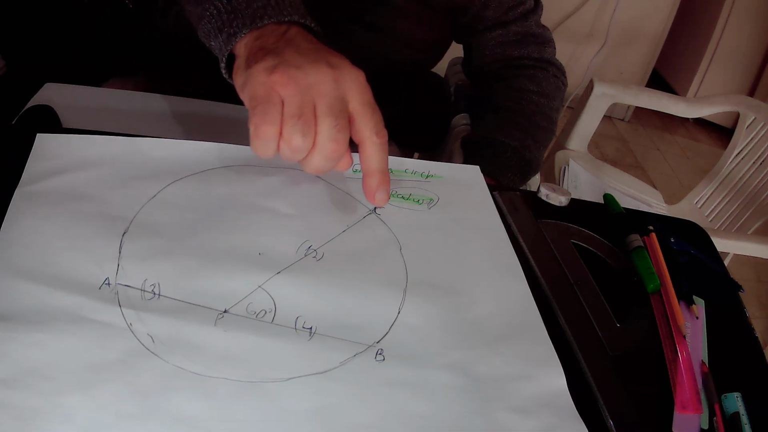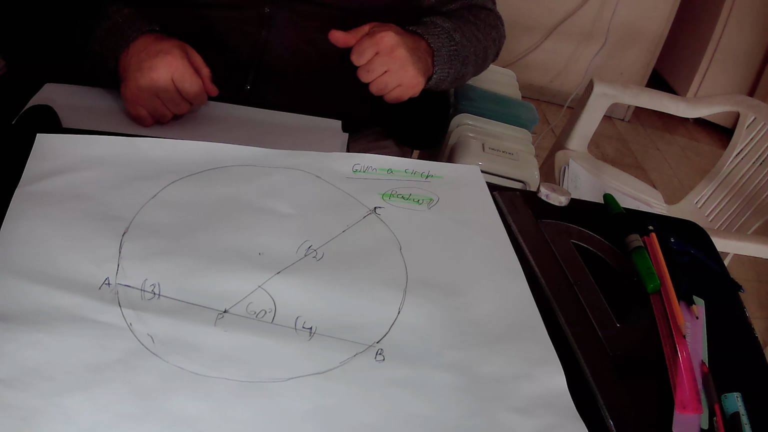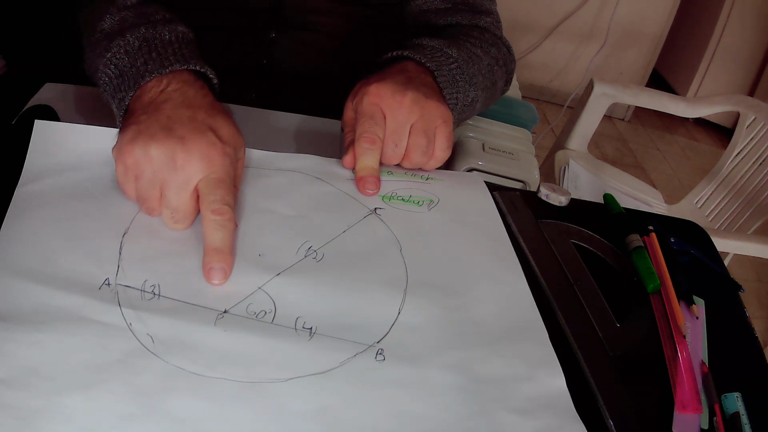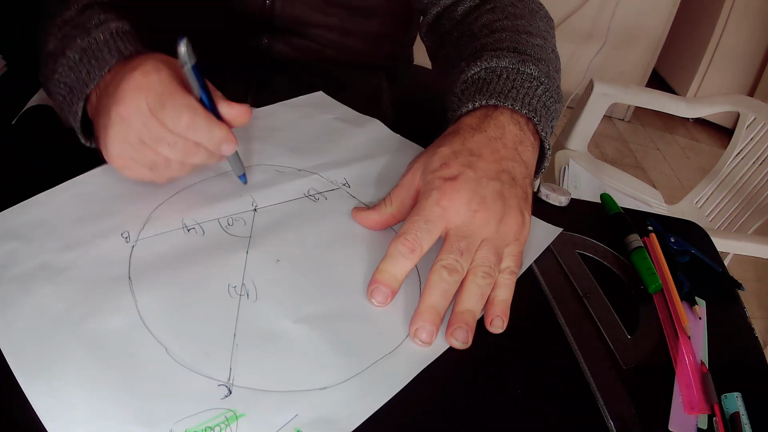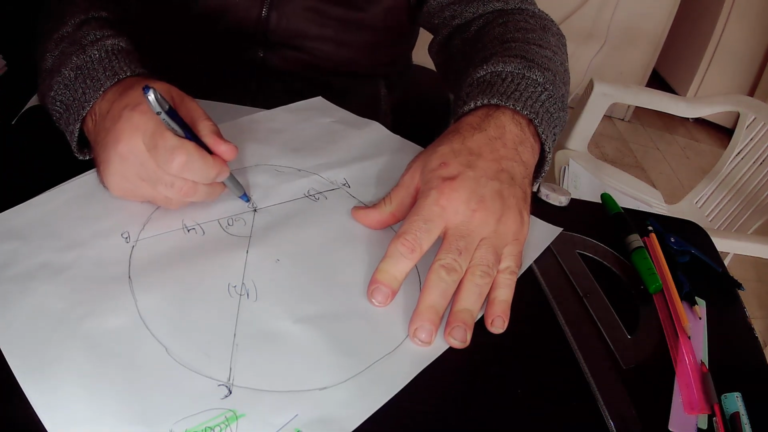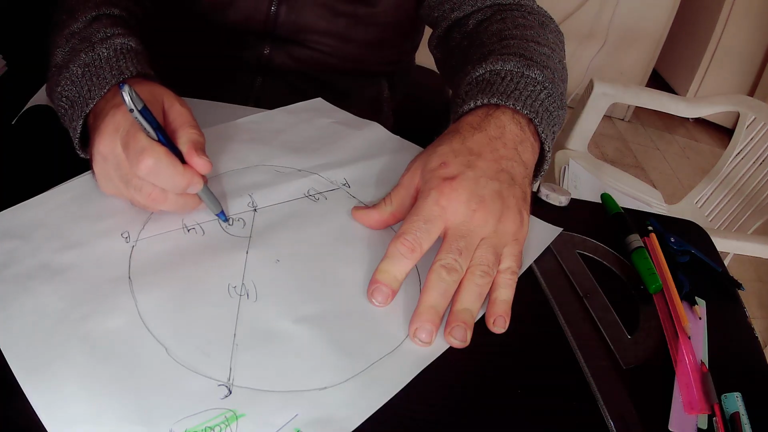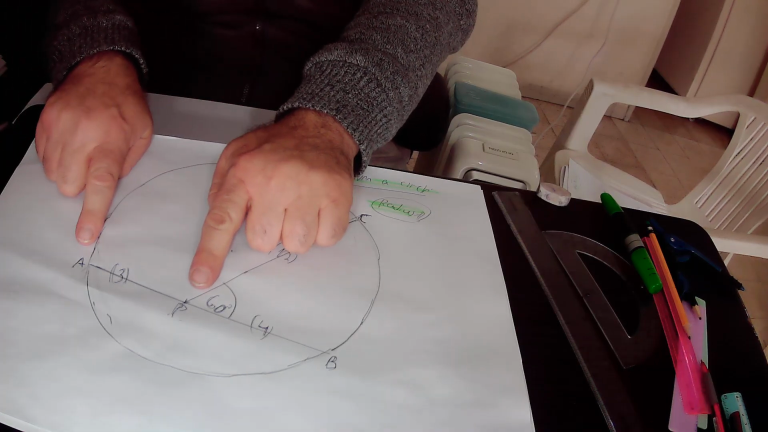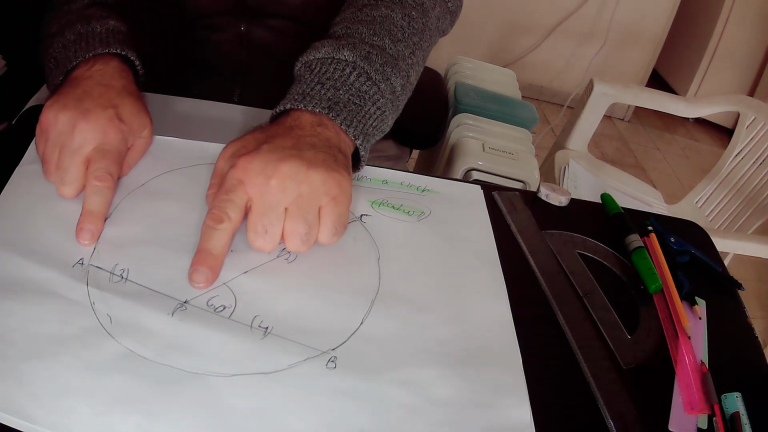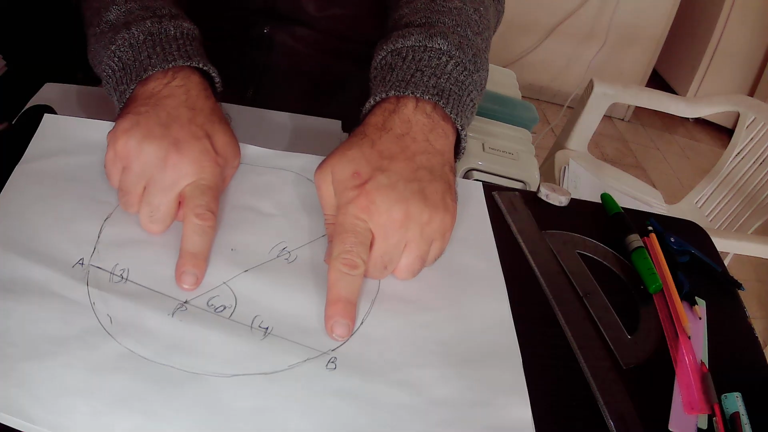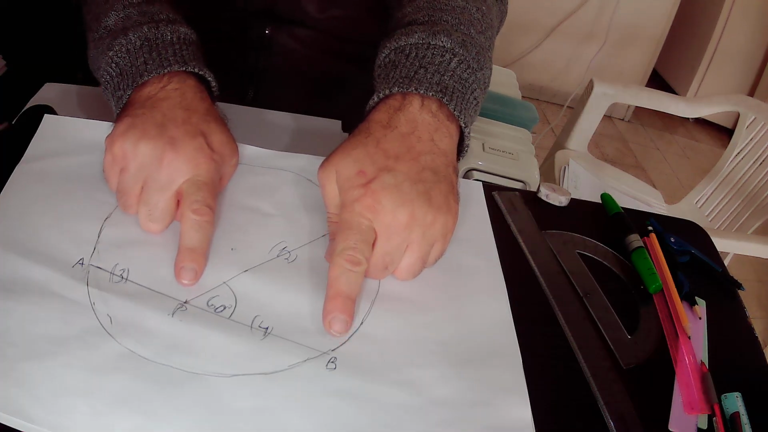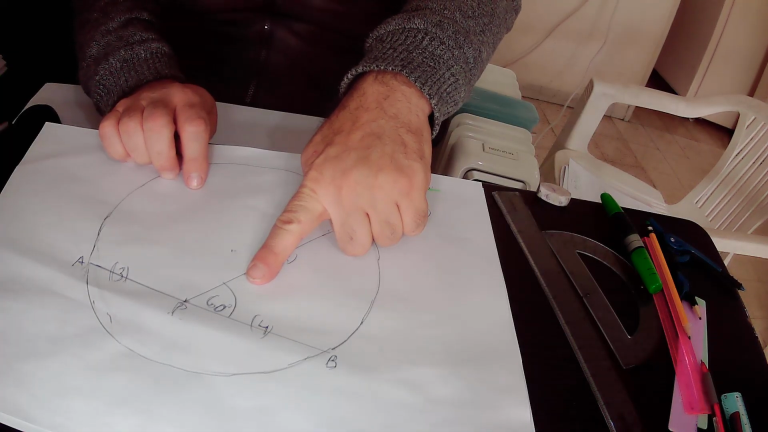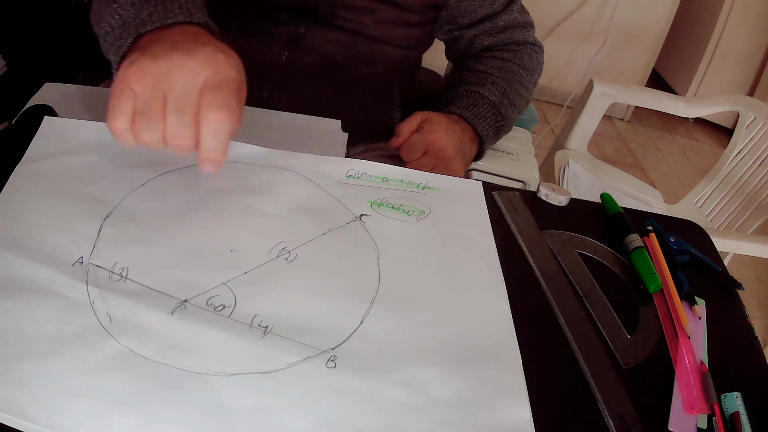Drawing a circle. This is line segment CP, equal to 12 units in length. This is line segment AP, equal to 4 units in length. This is line segment PB, equal to 4 units in length. This is angle CPB, equal to 60 degrees. Again, our task is to find the radius of this circle.